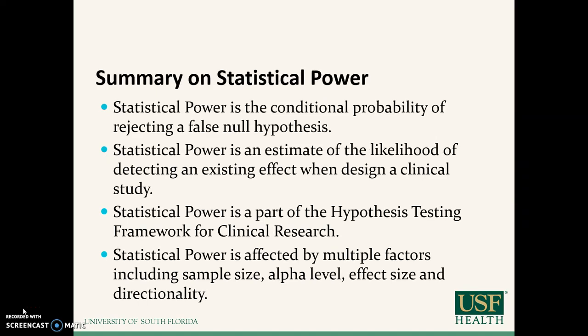Here's the summary on statistical power. Statistical power is the conditional probability of rejecting a false null hypothesis. Statistical power is an estimate of the likelihood of detecting an existing effect when designing a clinical study. Statistical power is a part of the hypothesis testing framework for clinical research. And statistical power is affected by multiple factors, including sample size, alpha level, effect size, and directionality.